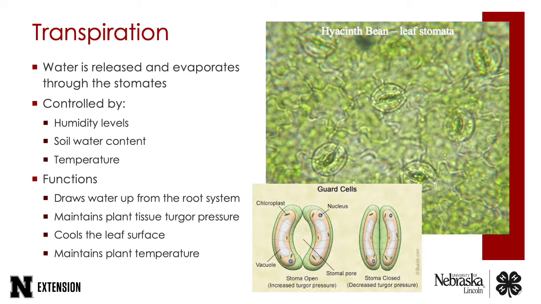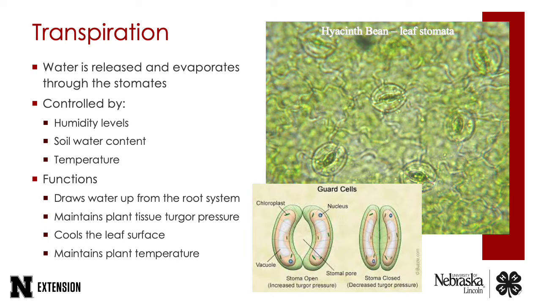And as I mentioned earlier, they allow for water to be released through the leaf surface in a process called transpiration. Water is released and evaporates through the stomates. Now, transpiration is controlled by several different environmental factors. If it's very humid outside, transpiration will be slowed because there is so much moisture in the surrounding air. The evaporation of moisture from the stomata is slowed.